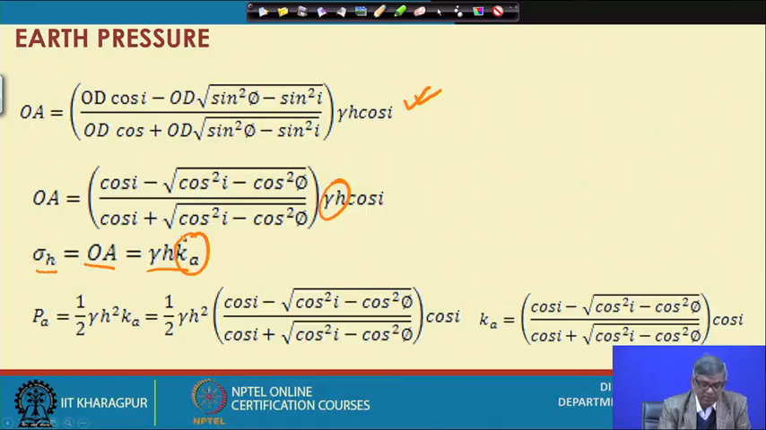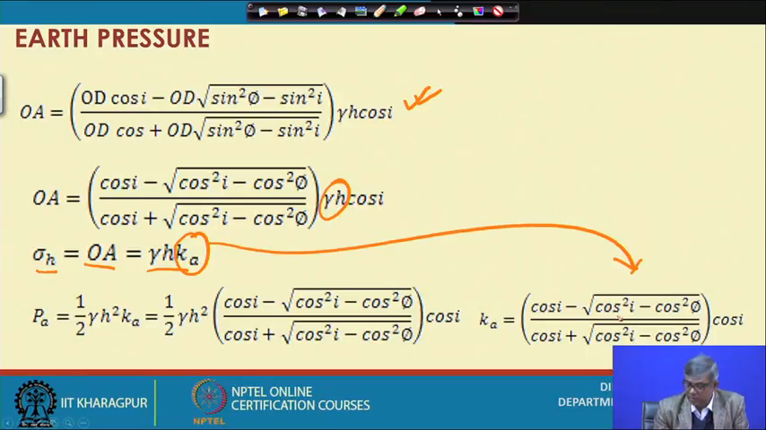So normally gamma h and Ka, that means Ka expression is what? Ka will ultimately be cos i minus under root cos square i minus cos square phi, over cos i plus under root cos square i minus cos square phi. So this is multiplied by cos i. So this is your coefficient of earth pressure for active condition when there is a sloping backfill, vertical wall but sloping backfill, then we get the Ka as this.